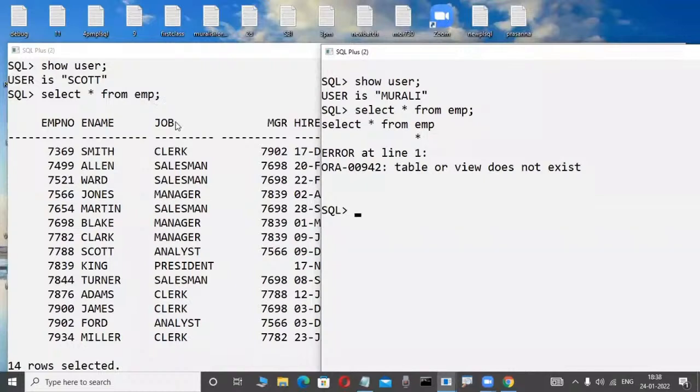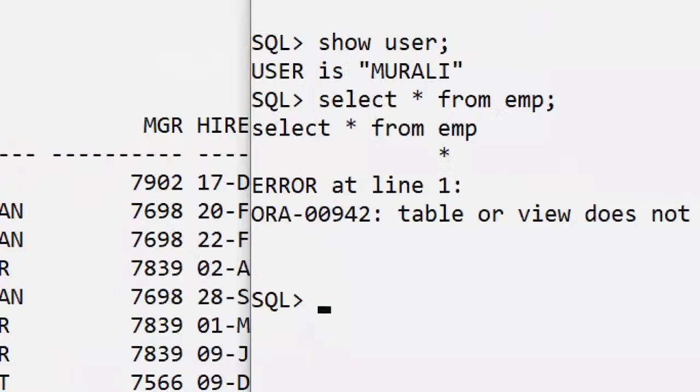If this Murali user is interested in accessing the Scott user's table, for example, first the Murali user is requesting, for example the Murali employee is requesting the Scott employee: please give me your table.